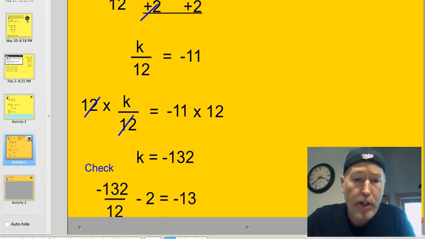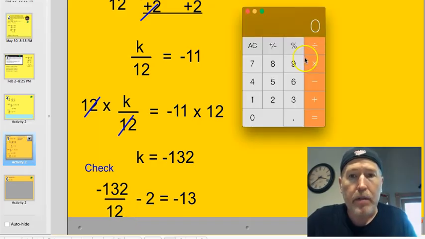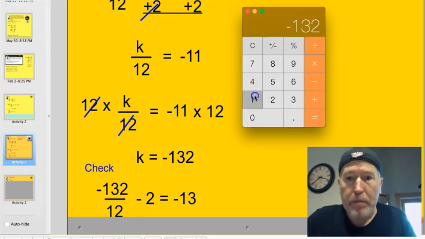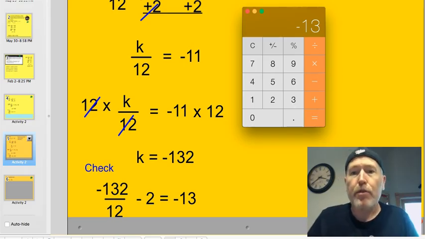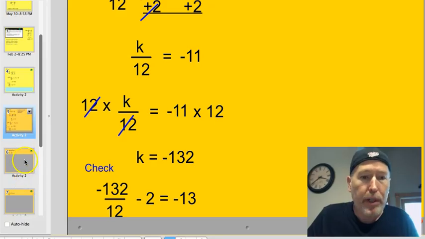If you wanted to check that in your calculator and you're not sure, I'm just going to show you one more time quickly how you pop that into a calculator. We'll put that 132 in first, and make that negative. We're going to divide that by 12. We're going to subtract 2. There's your negative 13. Just a refresher on how to put that in and check your work with your calculator.